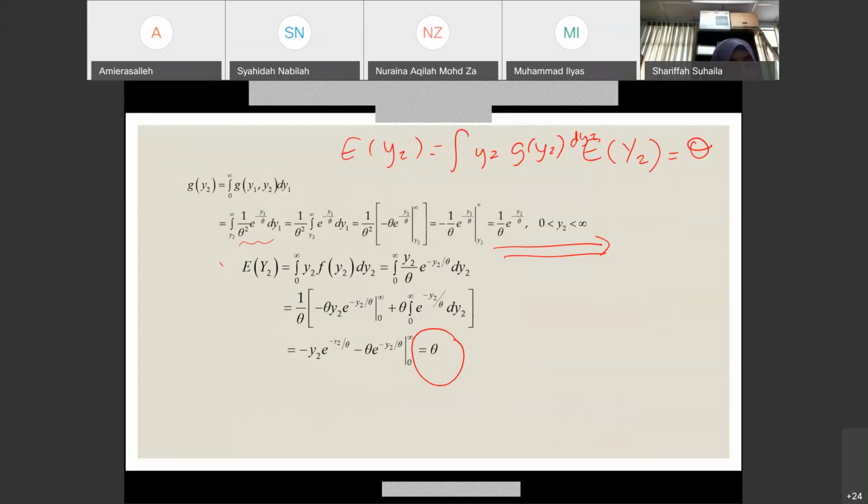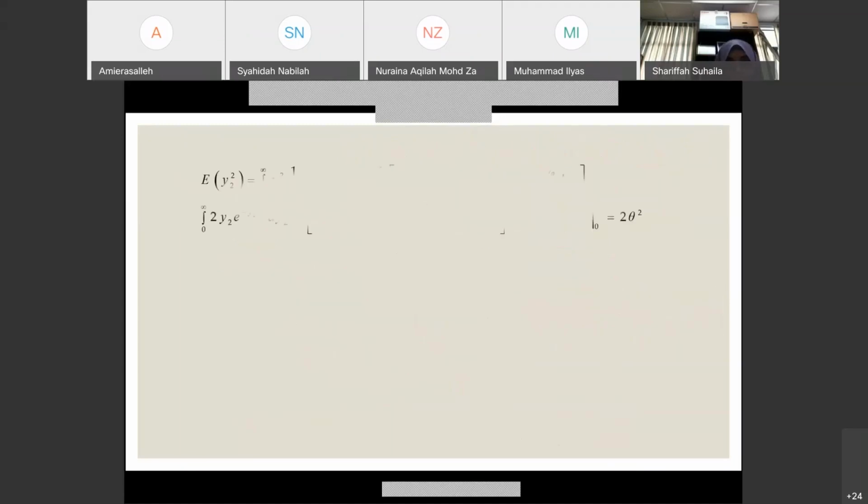Lepas tu dia minta pula variance y2. So if you want to find your variance, what you need is to find your expected value of y2 square minus E(y2), lepas tu square kan. That one. So now kita dapatkan dulu expected value of y2 dah ada theta. So, expected value of y2 square.